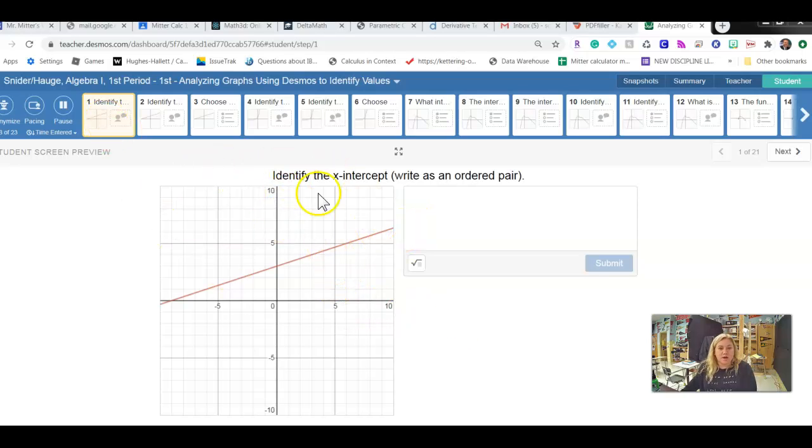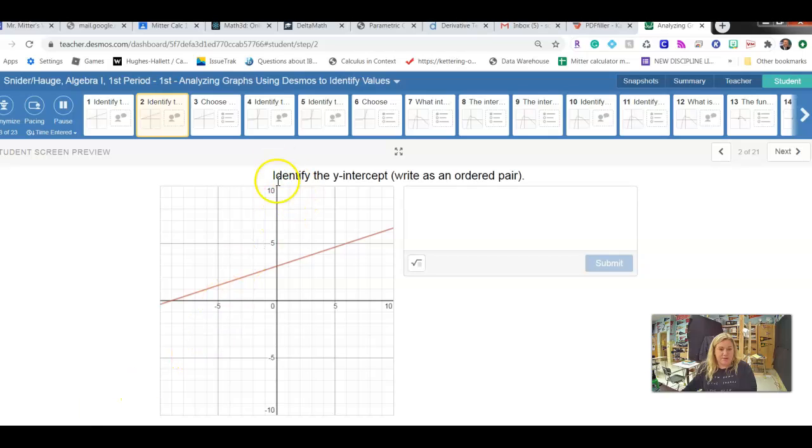Here's slide 1, identify the x-intercept. Here's the x-axis. Where does the function go through? Where does it hit? Boom, right there. If you click on that, negative 9, 0. So you're just going to write that as you see it. Negative 9, 0.